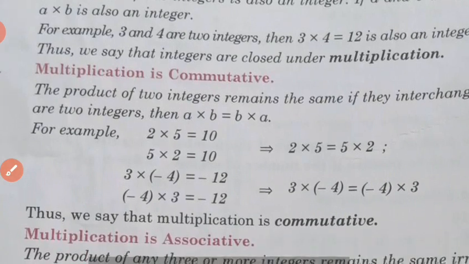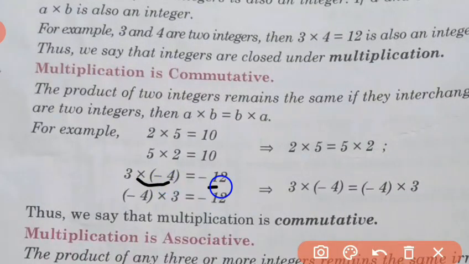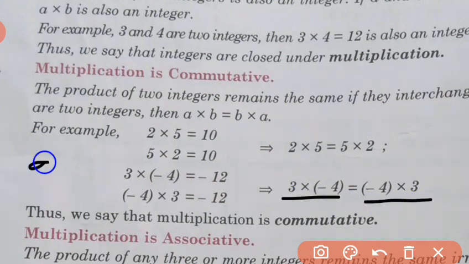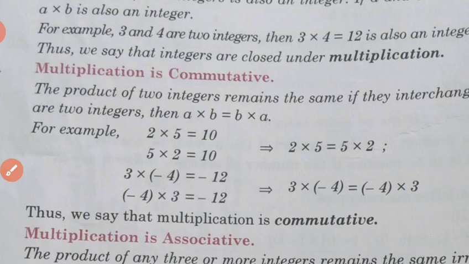See next example, 3 and minus 4. 3 4s are 12 and the sign will be minus. Now if we interchange their places, in place of 3 we write minus 4, and in place of minus 4 we write 3, then also we get the same answer minus 12. So 3 into minus 4 is equal to minus 4 into 3, or a into b is equal to b into a. So thus we can say that multiplication is commutative. If you multiply a into b or b into a, we'll get the same answer.